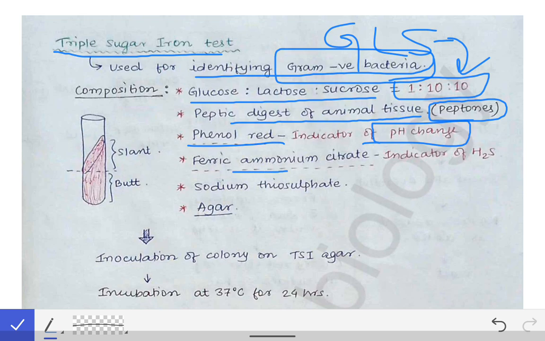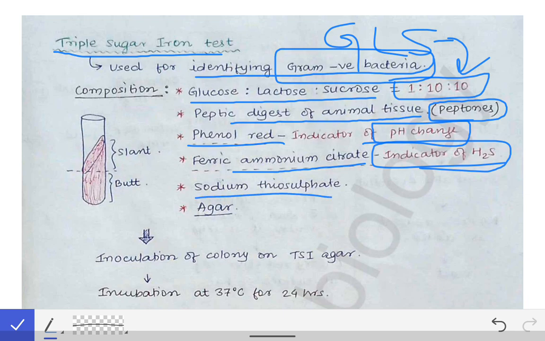Other than that, we also have the ferric ammonium citrate, which is used as an indicator of H2S gas production. Whenever there is production of H2S, then because of this ferric ammonium citrate, there is a change in the color to black. So whenever the color changes to black, that means H2S gas has been produced in that medium. So this ferric ammonium citrate acts as an indicator of H2S. Remember, phenol red is the indicator of the pH change, while the ferric ammonium citrate is the indicator of H2S gas production.